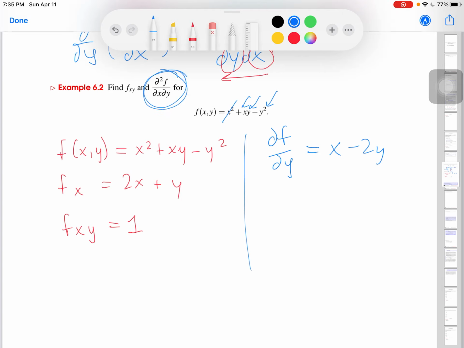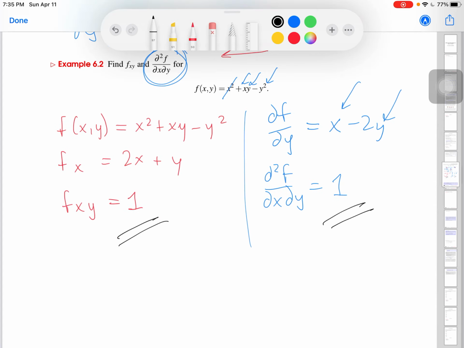And then to calculate this, now I differentiate this with respect to x. So now x is the variable. Its derivative is 1. y is the constant. Its derivative is 0. So I'm done. One thing you'll notice, we have gotten the same thing. So what we have obtained, if I write this in subscript notation, we differentiate it with respect to y first, and then with respect to x.